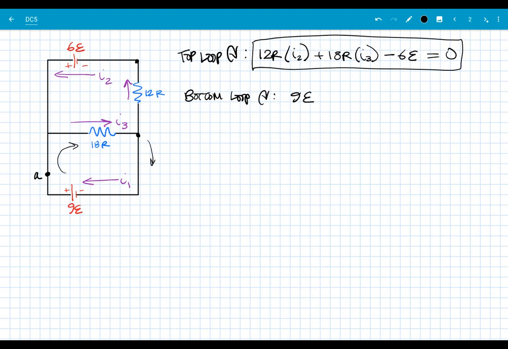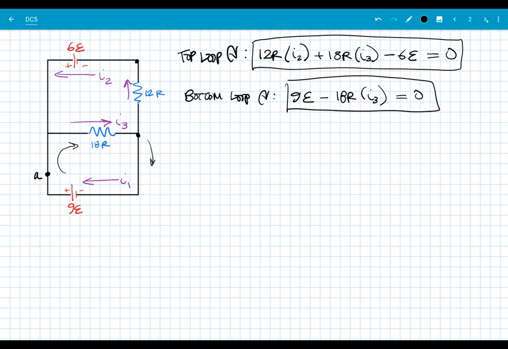This is not my favorite method because you can go through it and be completely disconnected with what's going on. So this is minus 18R times I3, and then I'm right back to where I started. That's really simple. There are only two components in that bottom loop, so two terms in there. And that's sometimes a check that I'll do for myself.